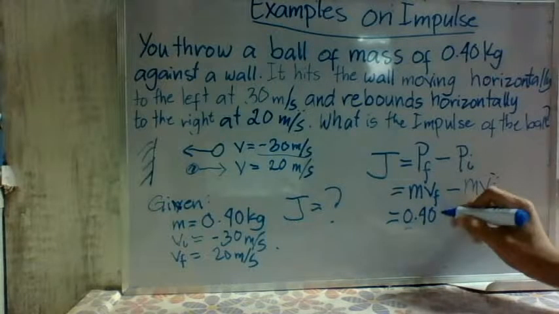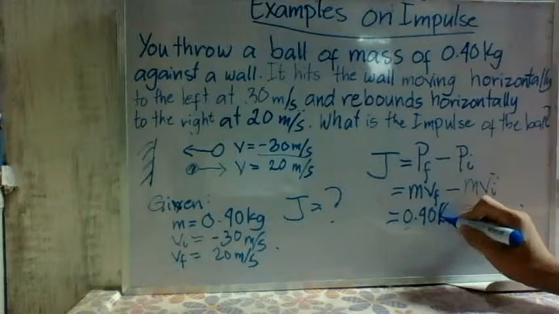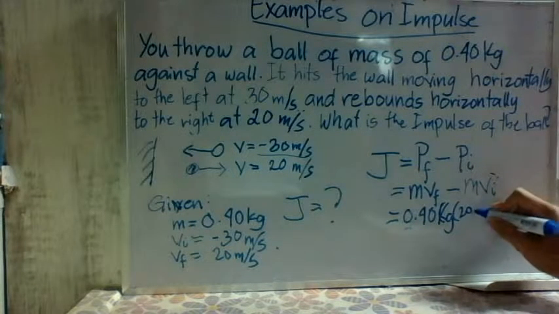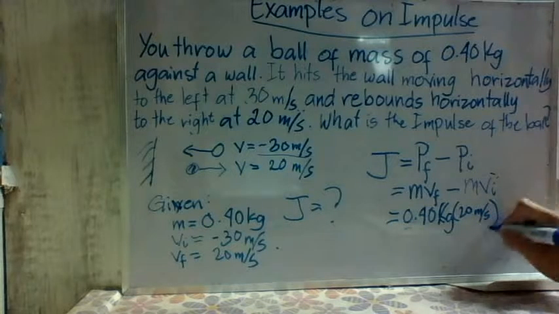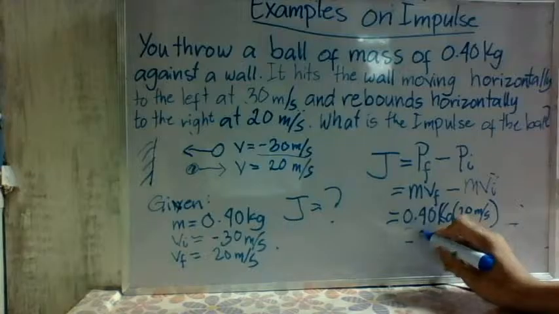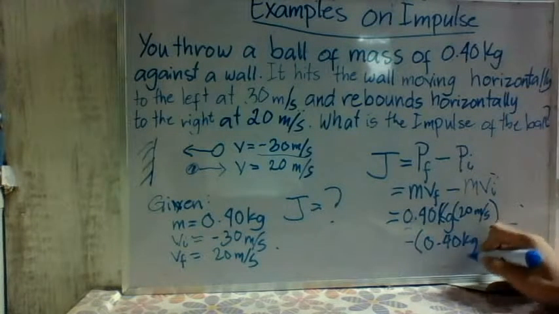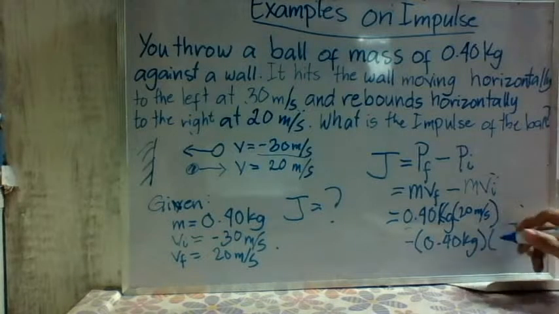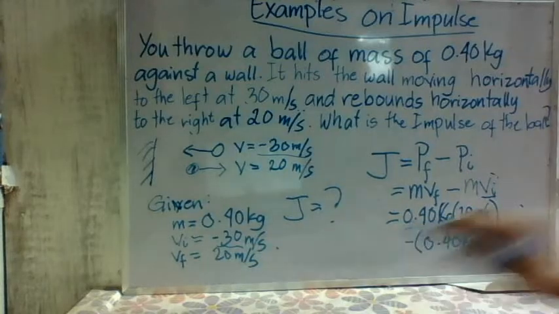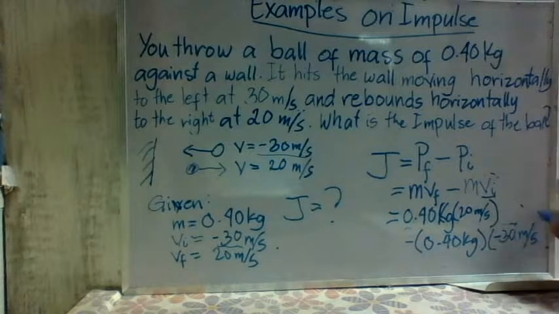0.40 kilogram times velocity final nga 20 meter per second minus sa atong mass 0.40 kilogram times sa atong velocity initial nga negative 30 meter per second.